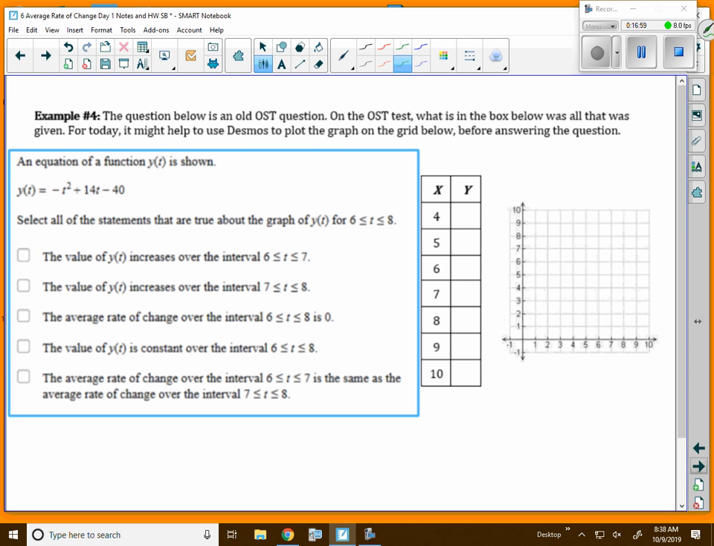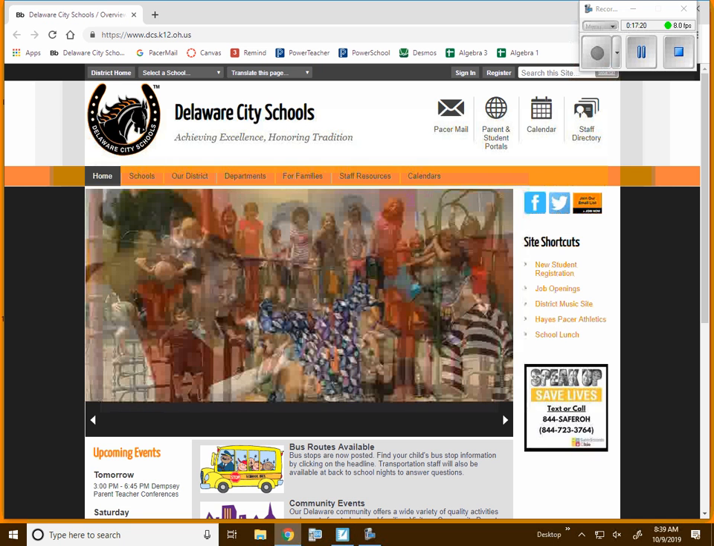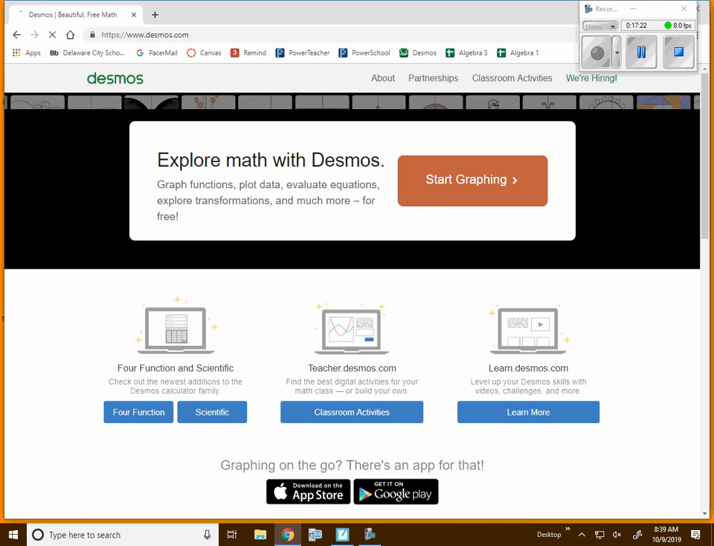All right, this is an OFT question. You may have seen this on the practice yesterday, I think. So if you look here, we have a function. Now, do we have a table yet? How do we get a table? What's the easiest way to get a table? Desmos. Okay, so I'm going to go to Desmos.